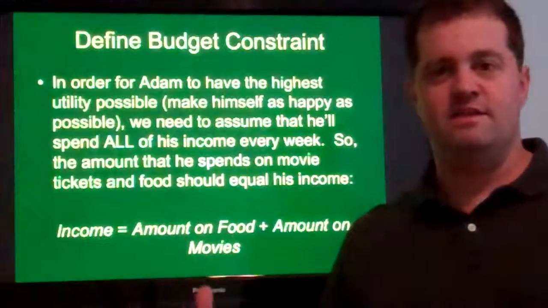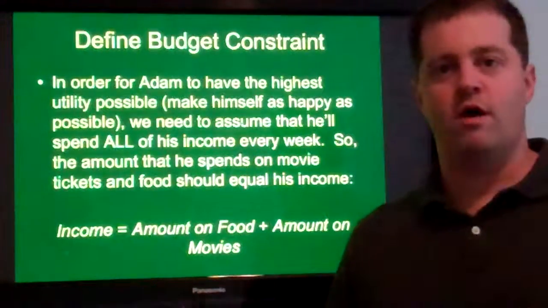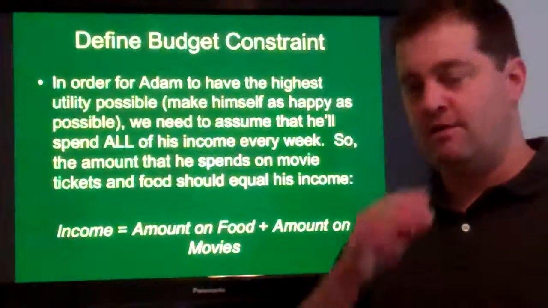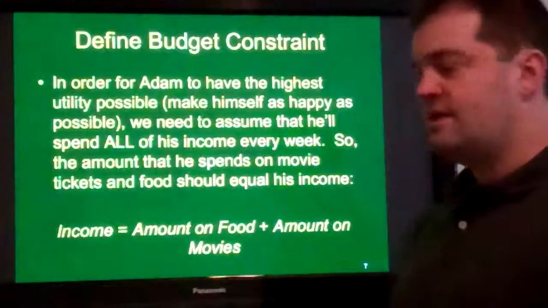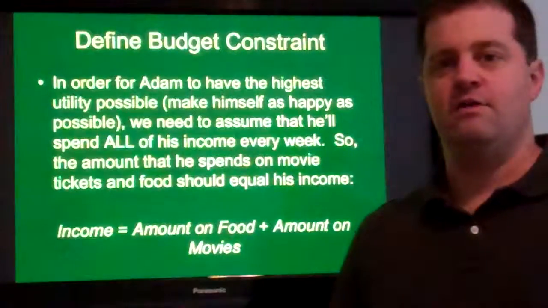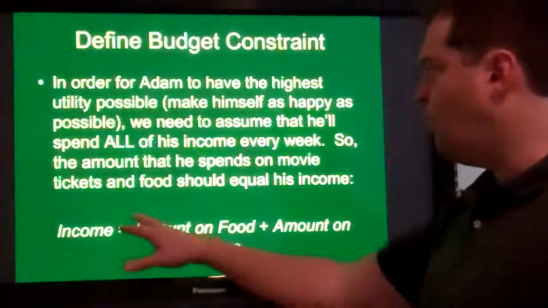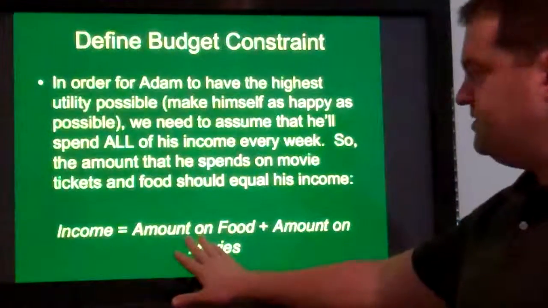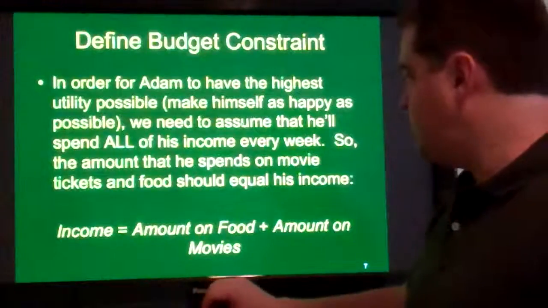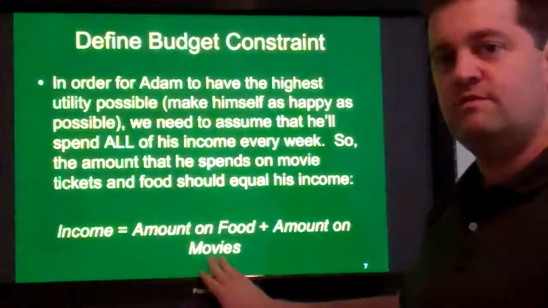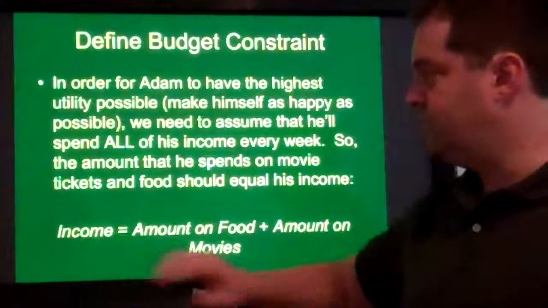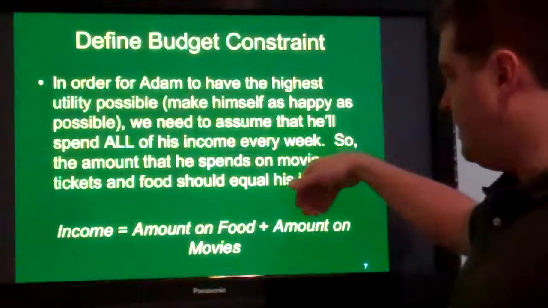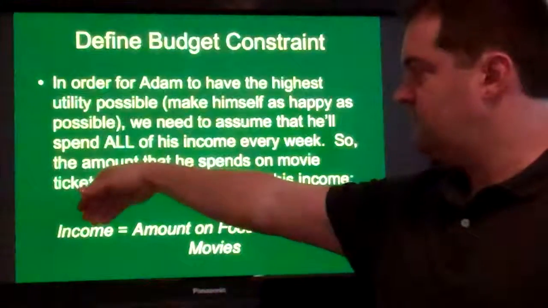There's no bank that he can save this in. There's no credit market where he can either put it in a bank and spend it later and earn interest on it. He's just going to go out and spend all that he can right now. And so what we're going to come up with is a budget constraint that shows the amount that he's going to spend on food plus the amount that he spends on movies is going to equal his income. So it has to be that the amount that he spends on food and the amount that he spends on movies equals his income.